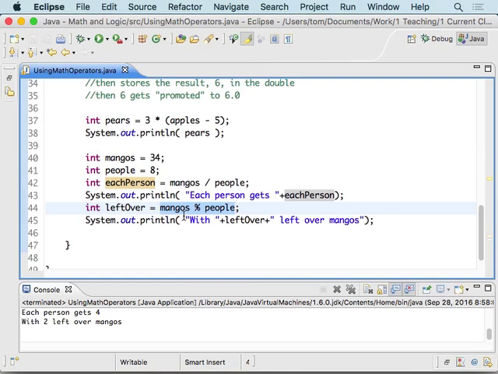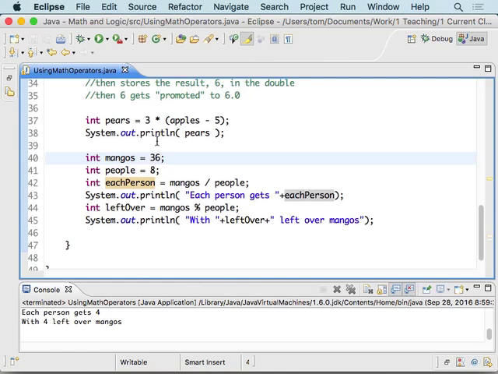So what I want to do right now is just run this a couple more times, but change the number of mangoes so that you start to understand what's going on, okay? So what if it's 35 mangoes? Okay, now each person gets 4 with 3 leftover mangoes, right? 8 goes into 32 evenly. 35 is 3 more than 32, okay? What if it's 36? Okay, each person gets 4 mangoes with 4 left over. Is that making sense for everybody?